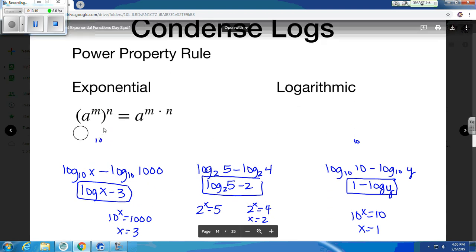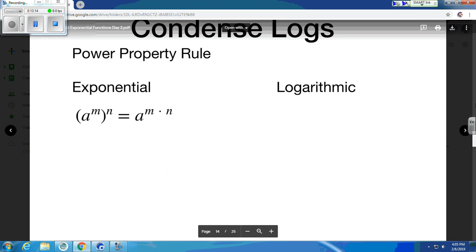Next, we have the power property rule. In the exponent form, when we raise a power to a power, we multiply the two exponents. In logarithmic form, when we have a log raised to a power, we also multiply. We're going to basically bring our exponent down in front and multiply it by our log.